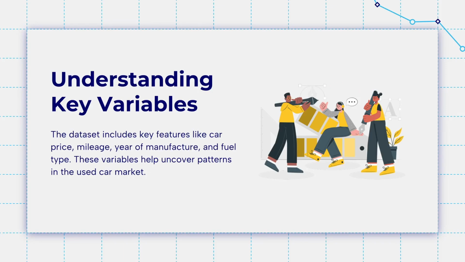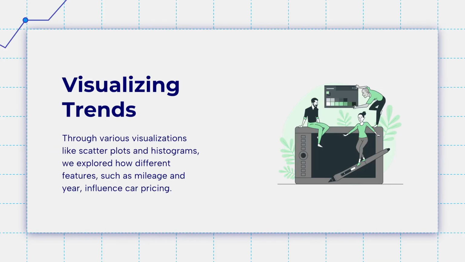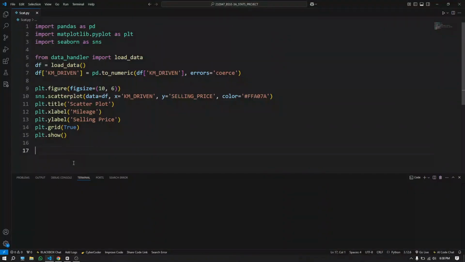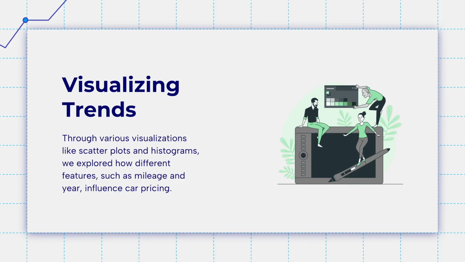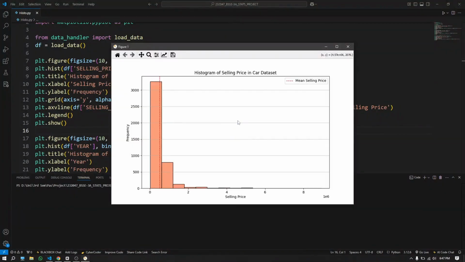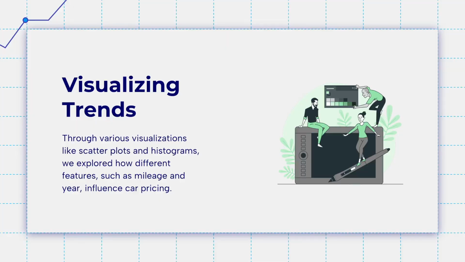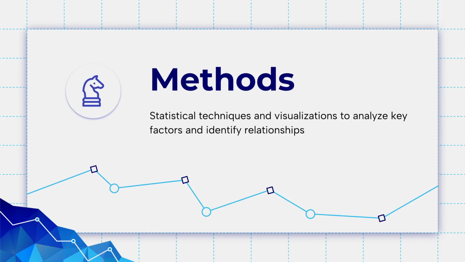Next, we identified key variables like price, mileage, year of manufacture, and fuel type. These variables were central to our analysis. For instance, we wanted to explore whether newer cars consistently fetch higher prices or if fuel type affects buyer preferences. Finally, we visualized the data. Scatter plots helped us observe correlations, such as how mileage impacts price, while histograms revealed the distribution of car prices across the dataset. These visualizations made complex relationships more understandable, setting the stage for deeper analysis.